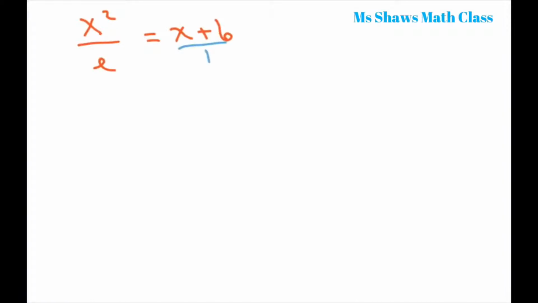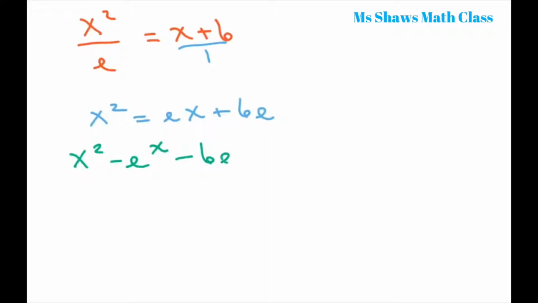Now, as I cross multiply, I put this one in fraction form. I get x squared equals ex plus 6e. I'll just write it like that. Now, since it's a quadratic, let's move everything to the left-hand side of the equation. Remember, e is just a constant, which is approximately very close to 2.718. So I'm going to have to use the quadratic formula, and I'll go ahead and do that on the next slide.